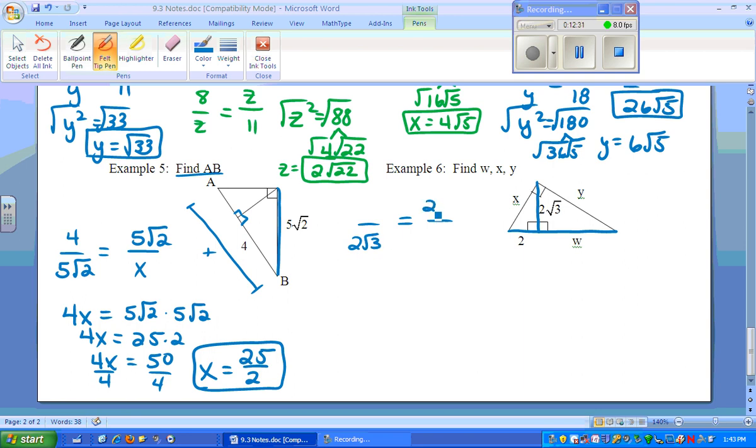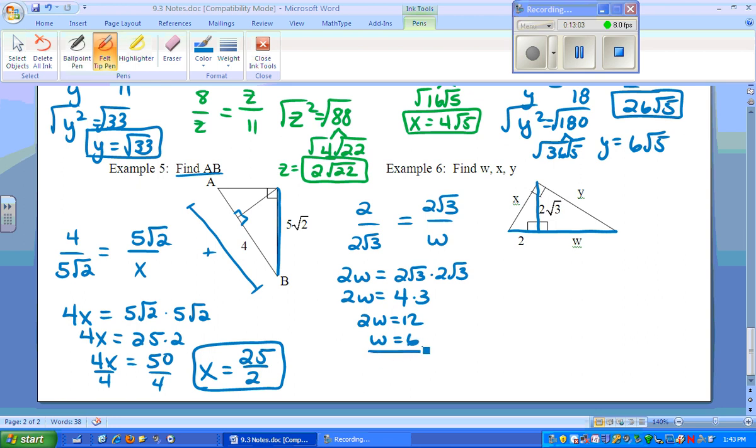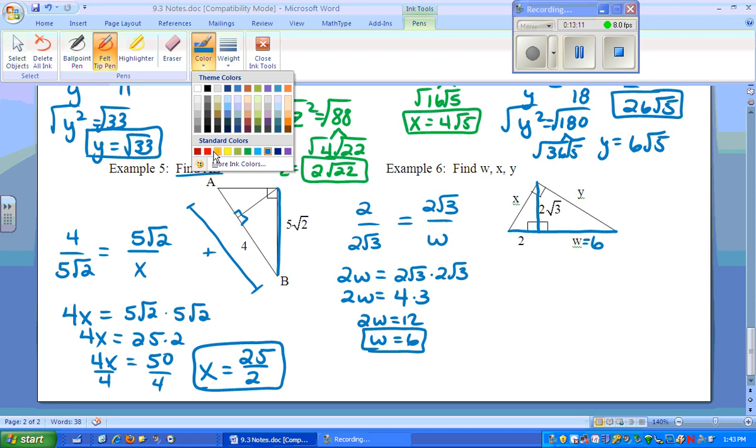When you have 2 root 3 as the shared side going in spots 2 and 3, just like example 5, this is the shared side between the small and the medium. So the small is 2, the medium is w. Cross multiply, 2w is equal to 2 root 3 times 2 root 3, giving you 4 times 3. Divide by 2, 2w is 12. So w equals 6. Well, that's great, because instead of w, we can say it equals 6. Okay. Now, let's find either one of the other two missing sides.